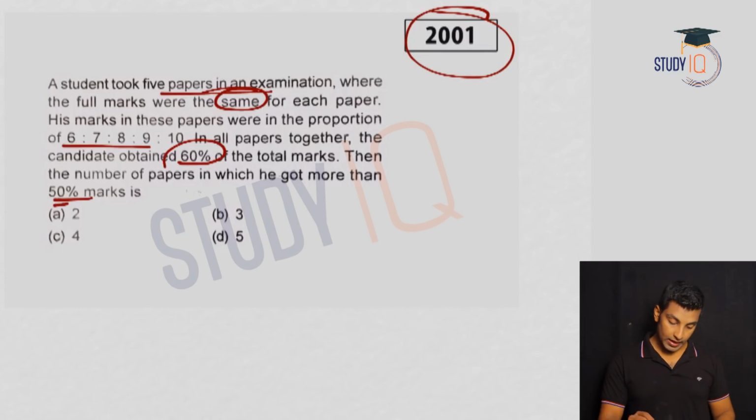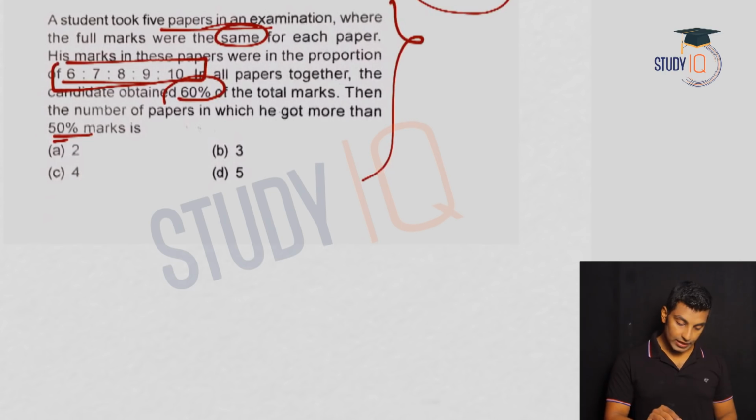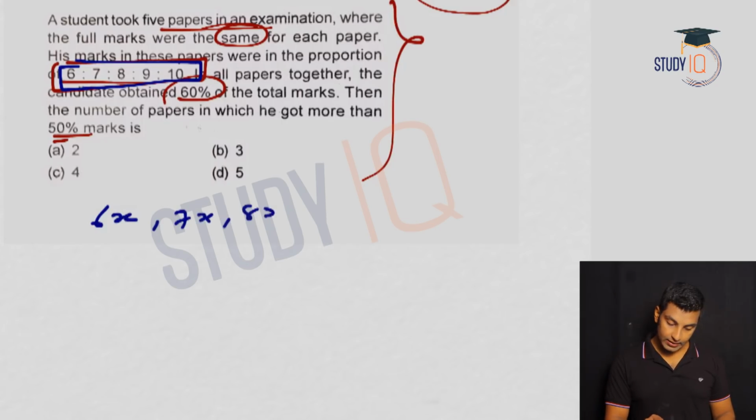So the ratio is given, and this is what is important. 6, 7, 8, 9, 10 is the ratio. Now the total mark is the same for all cases. Since the ratio is given like this, if you remember, we have solved this kind of question earlier also. What I told you is, consider the marks are 6x, 7x, 8x, 9x and 10x. So these are the marks.